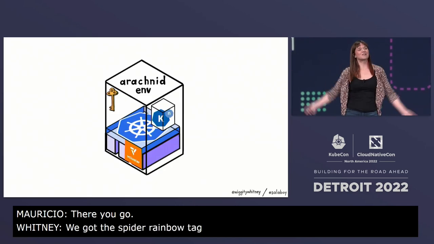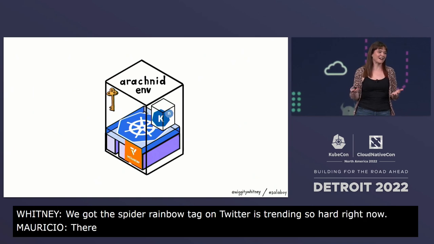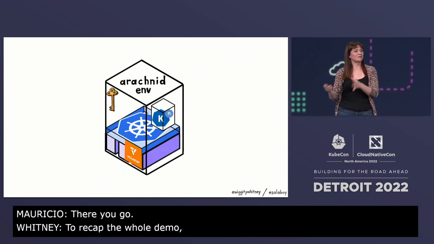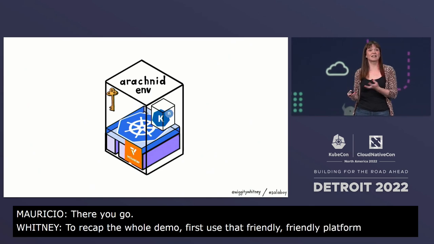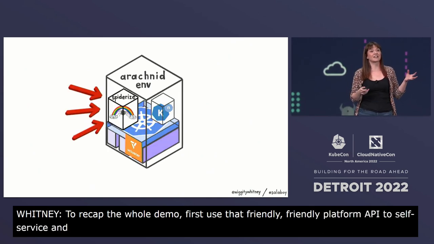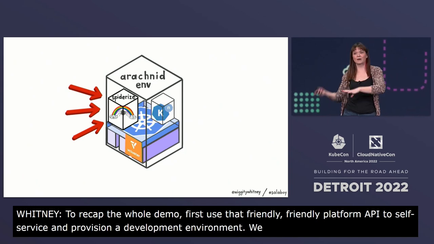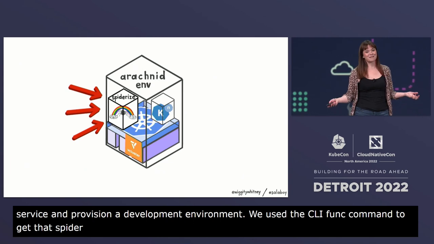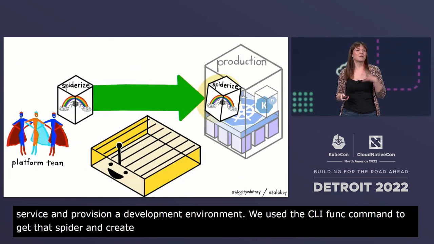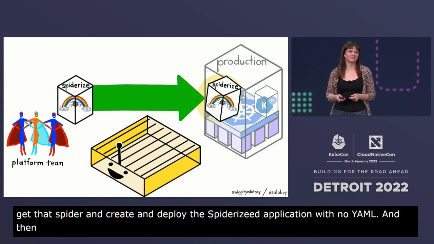So to recap the whole demo, first we used that friendly platform API to self-service provision a development environment. Then, because Knative is already pre-installed into it, we used the Knative Func CLI command to create and deploy the spiderized application with no Dockerfile and no YAML. Then the platform and platform team helped our application find its way to production in a safe and automated way.